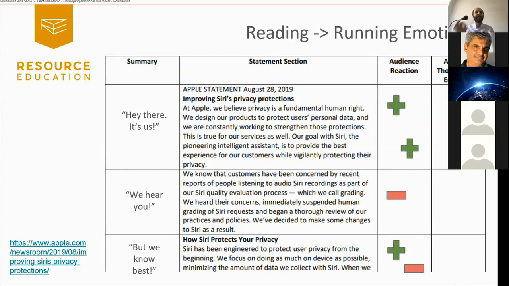And there we have it. My student is just writing their reaction to what they read. And we can also have them write in audience thoughts and emotions. They can write justification for their pluses and minuses. So this is a typical way of doing reading activities that I find really useful. I call it running emotions.